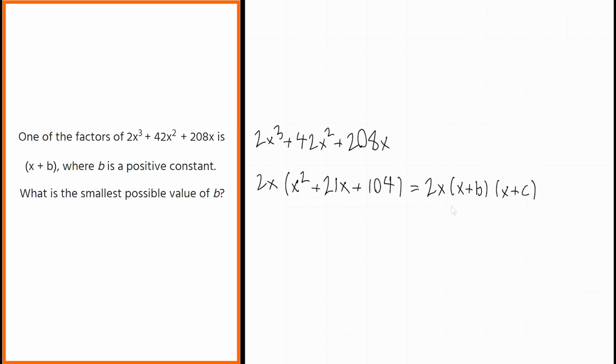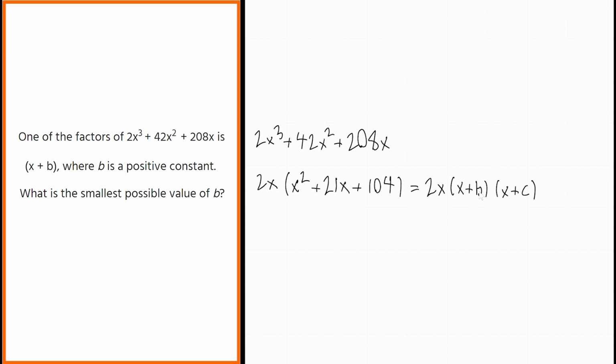And in this fact, we actually know that both of these terms are going to have positive constant values because every single term in our quadratic is positive as well. So this quadratic, x squared plus 21x plus 104, is going to factor into some two terms, x plus b times x plus c, where both b and c are positive. So what we have to do is find out what these constant values are, and then see which one is the smallest value, and that will be the answer to our problem.